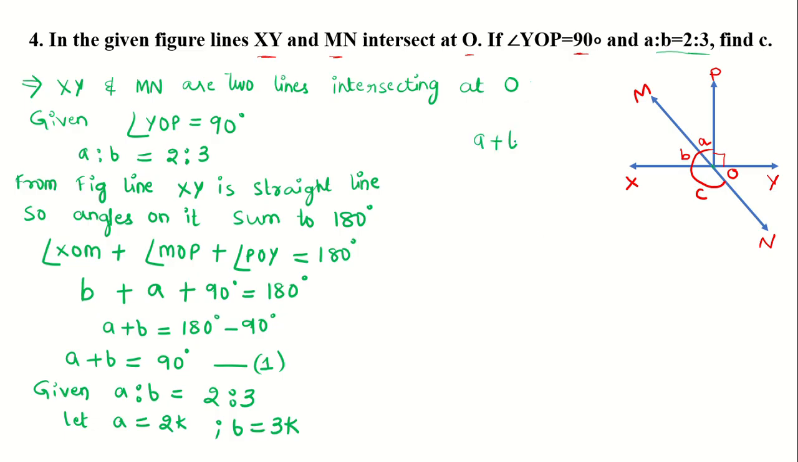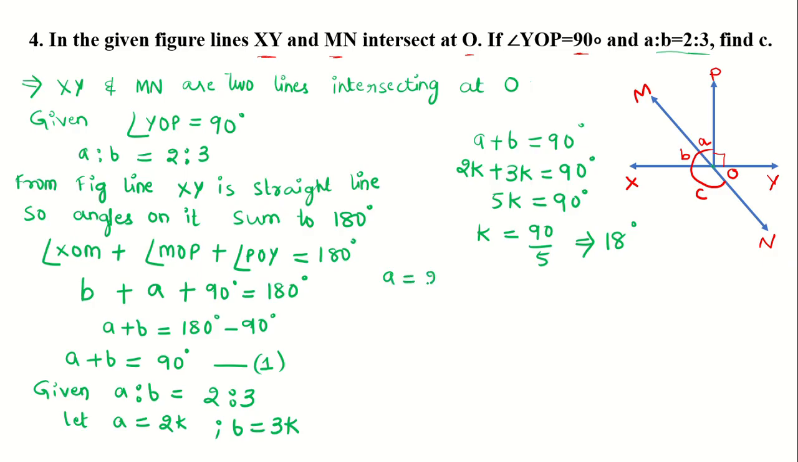What is your equation 1? It is A plus B equals 90 degrees. What is A? It is 2K, plus what is B? It is 3K, which equals 90 degrees. Now, 2K plus 3K is how much? It is 5K. 5K equals 90 degrees. Now, K equals 90 by 5. How much is the value of K here? It is 18 degrees, right?